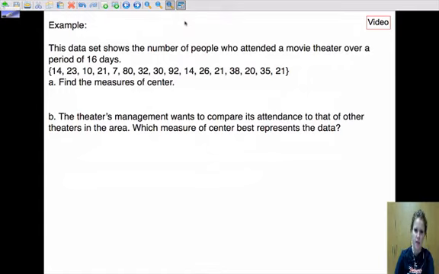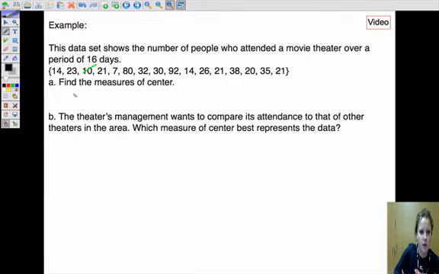We have a data set here showing the number of people who attended a movie theater over a period of 16 days. We're asked to find the measures of center. All right, so the first thing we're going to do is I like to put them in order, okay? So I like to start with my lowest, so I'd have 10, and then I'm going to put these numbers in order lowest to highest.